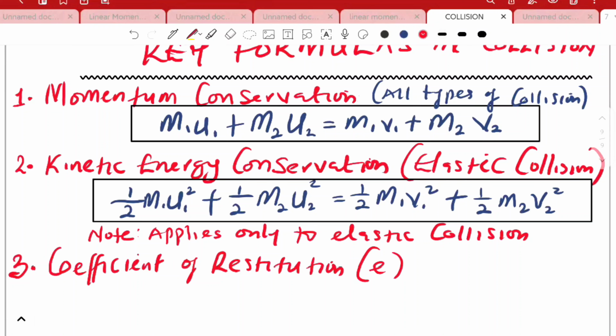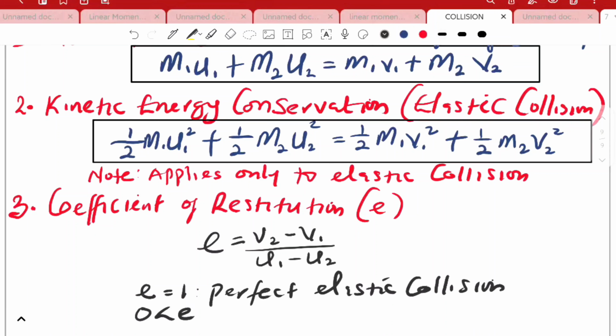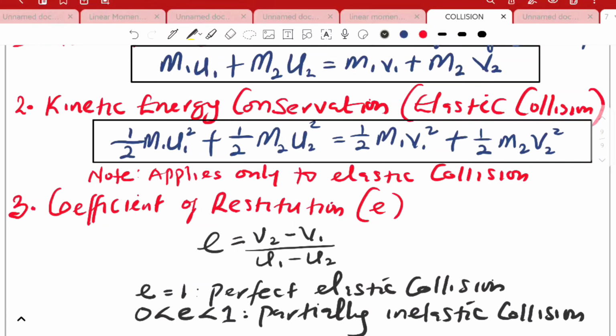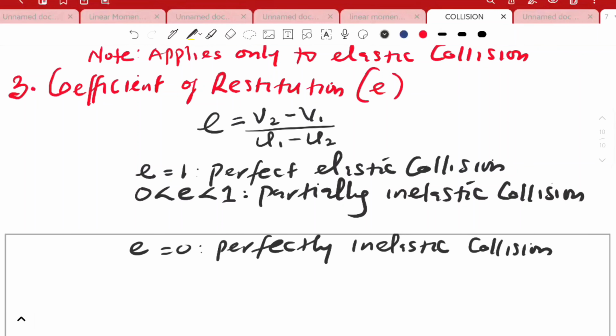Number 3, coefficient of restitution, E. Let's represent that. E will equal v2 minus v1 all divided by u1 minus u2, final velocity against initial velocity. So if E is equal to 1, it becomes perfect elastic collision. Is that clear? Then if E is greater than 0 but less than 1, it becomes partially inelastic collision. Are we here? Then if coefficient of restitution is equal to 0, it becomes perfectly inelastic collision. I hope this is clear.